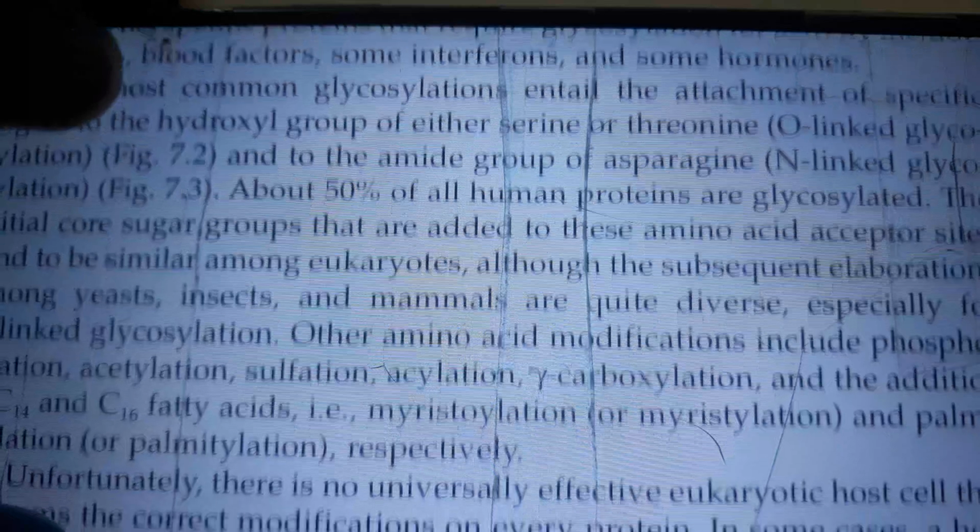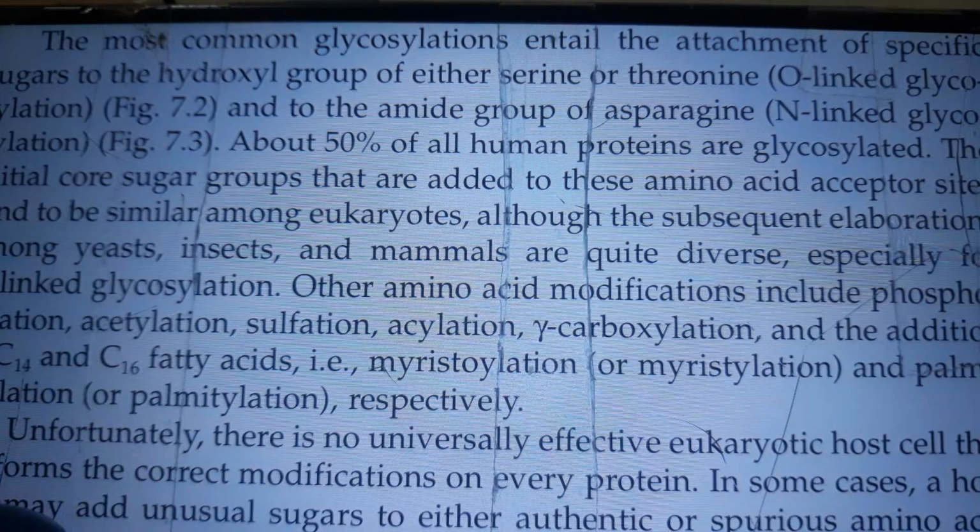The most common glycosylations entail the attachment of specific sugars to the hydroxyl group of either serine or threonine, O-linked glycosylation, and to the amide group of asparagine, N-linked glycosylation. About 50% of all human proteins are glycosylated. The initial core sugar groups that are added to these amino acid acceptor sites tend to be similar among eukaryotes, although the subsequent elaborations among yeast, insects, and mammals are quite diverse, especially the N-linked glycosylation.